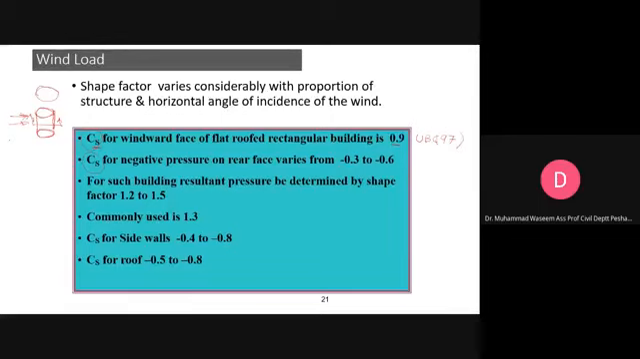You will see that the CS value is different for the windward side, the CS value is different for the leeward side, and for the sides of the building this value will be different.